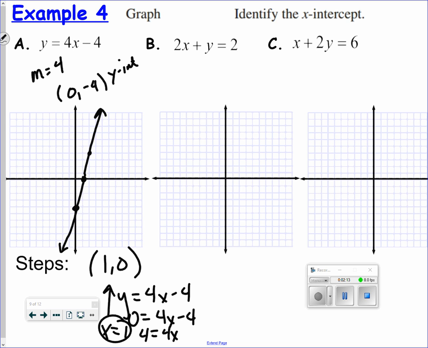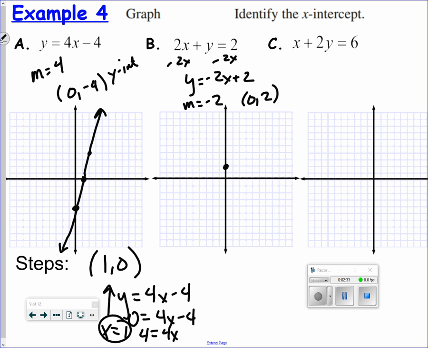So the next one, again, I want to find the slope and the y-intercept. I want to practice on that step here in section 3.5. So I'm going to subtract 2x. And so I get a slope of -2 and a y-intercept at 0, 2. So graphing, 0, 2 is my point.